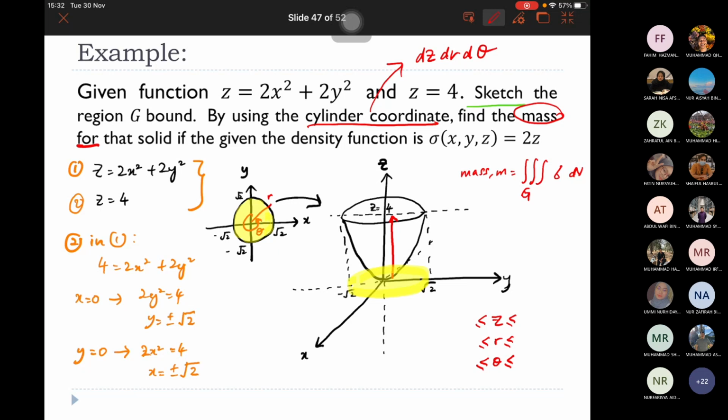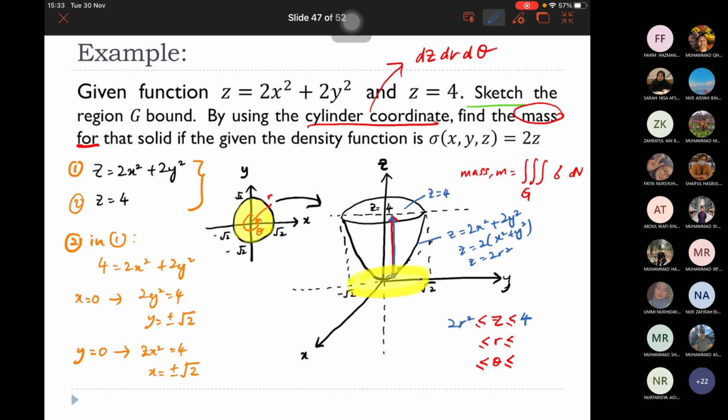Why is that? Because if you move the line, it needs to be in terms of r, theta and z. The lower line is z equals 2x squared plus 2y squared, that is z equals 2 times x squared plus y squared, which is z equals 2r squared. So you move from this lower line up to the upper line, which is z equals 4. So z goes from 2r squared to 4.